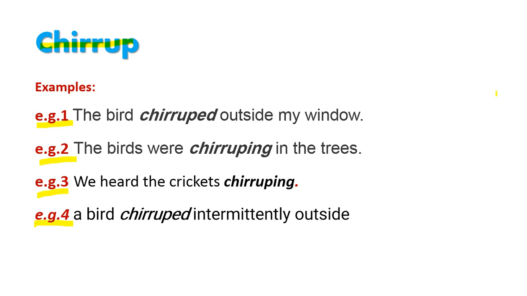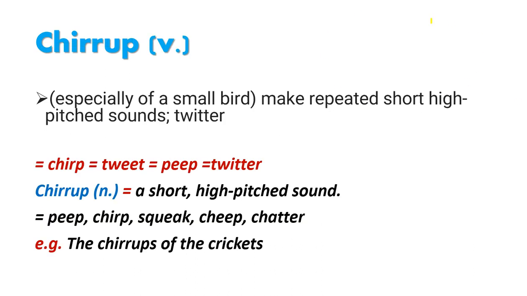So what do you think chirp means? We heard the crickets chirping, so something giving the sound, making the sound. Chirp is the sound of the bird. Yes, chirp is when something, especially a small bird, makes repeated short high-pitched sounds. The birds' sounds are very short, small, soft, and repeated.